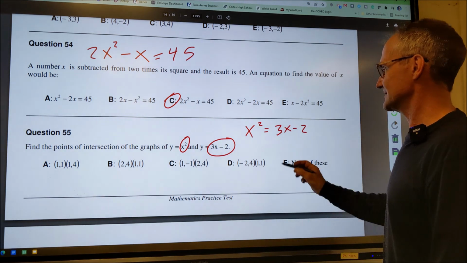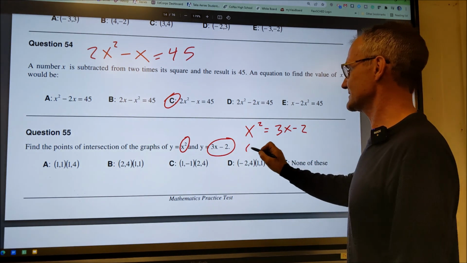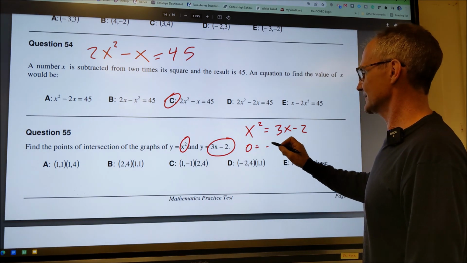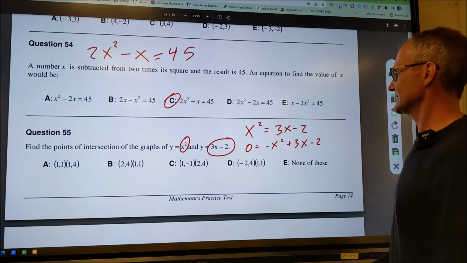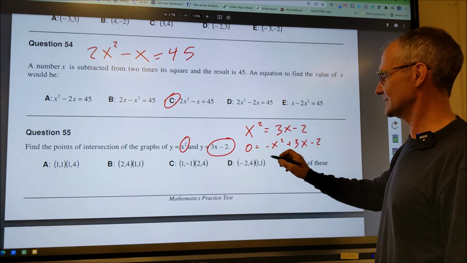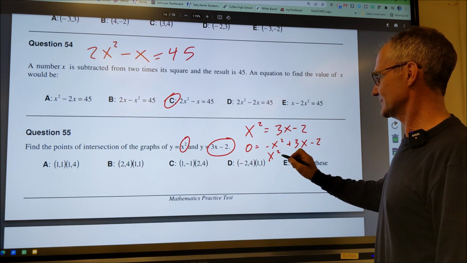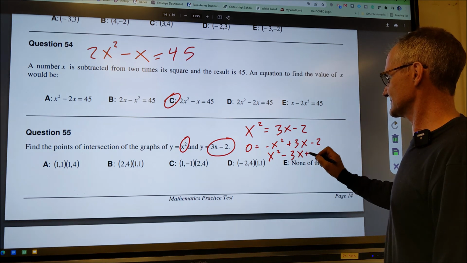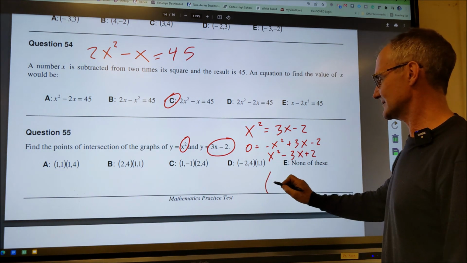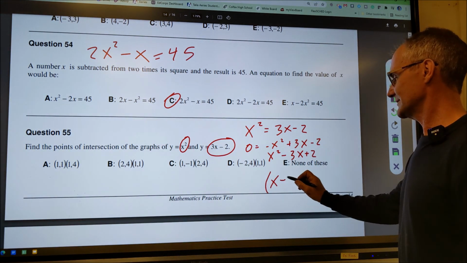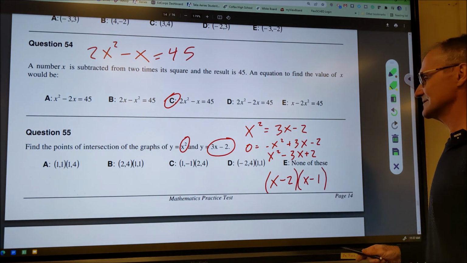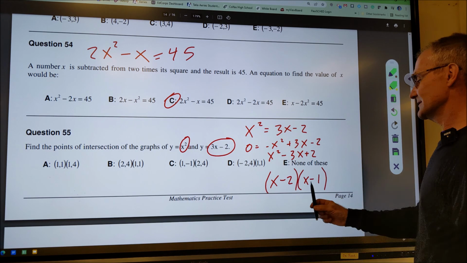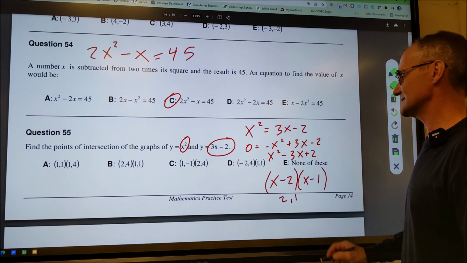And then I'm going to subtract x squared from both sides to set it equal to 0. So I have negative x squared plus 3x minus 2. I'm going to multiply through by a negative 1 to get x squared minus 3x plus 2. And then I can factor that as x minus 2, x minus 1. So there are two answers for x here, either a positive 2 or a positive 1.